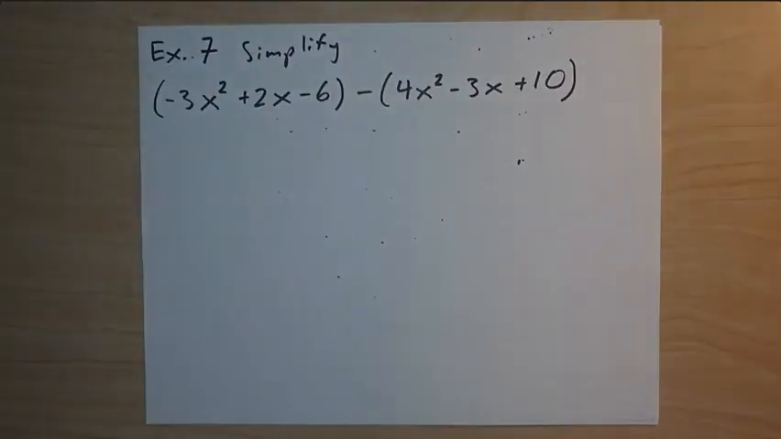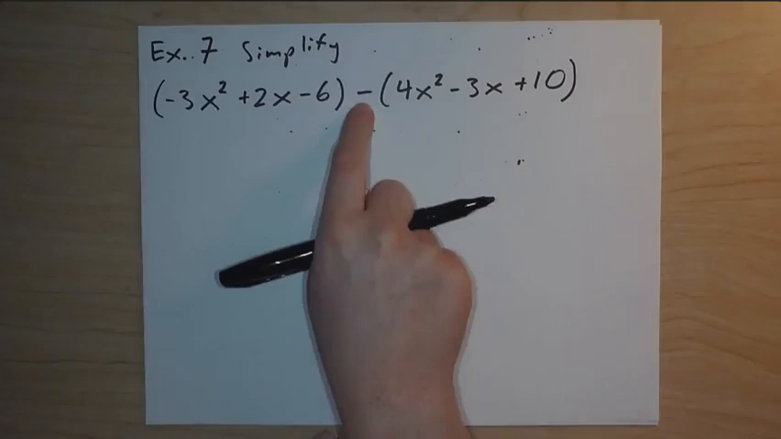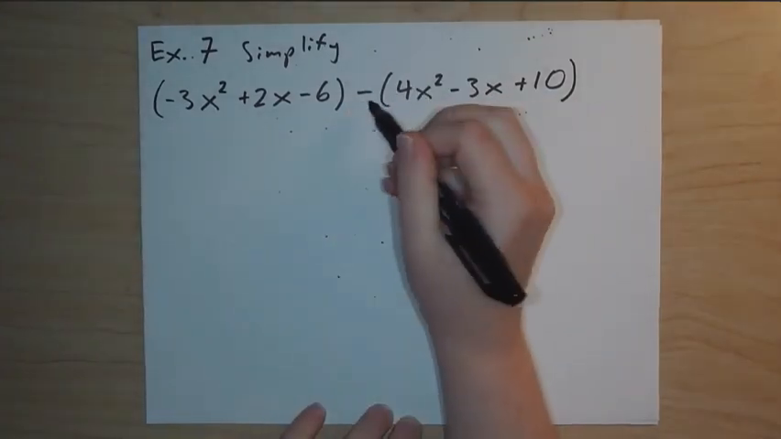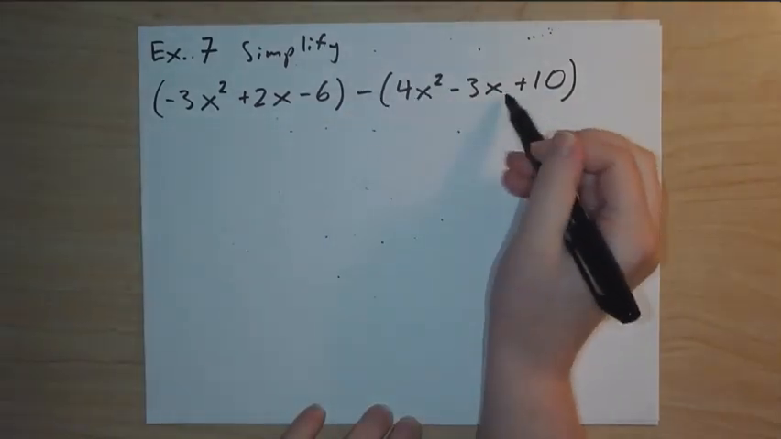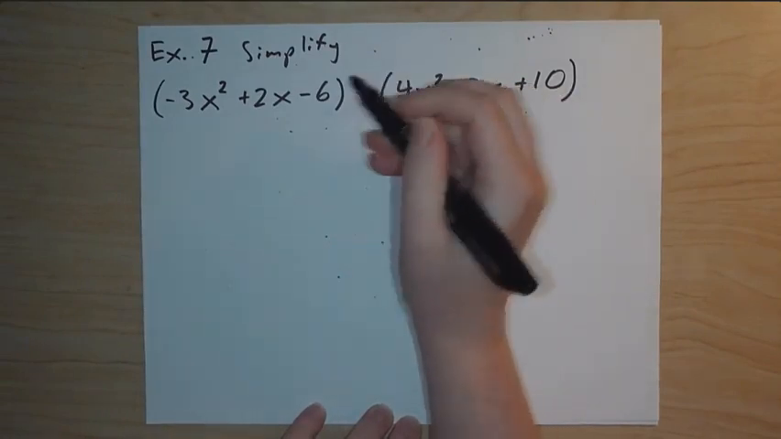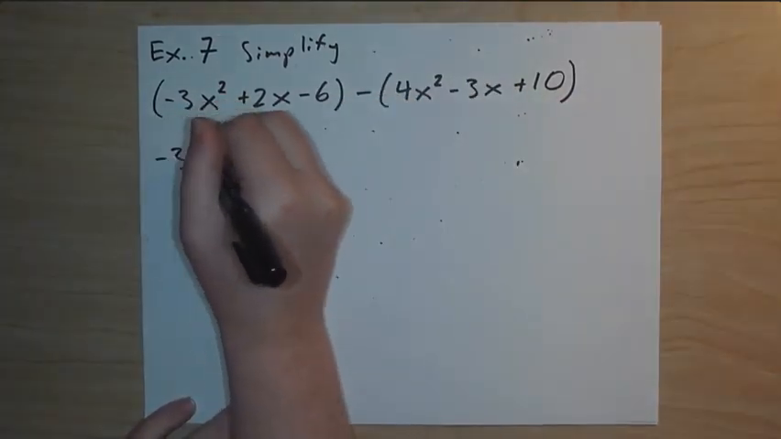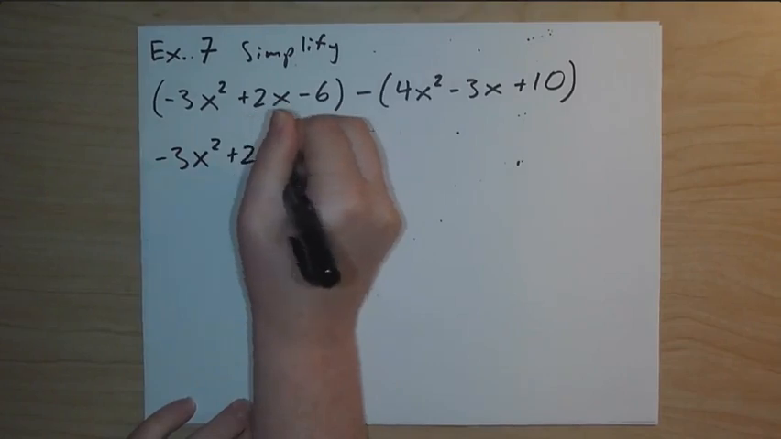This is example 7 of lab 4 for Math 100. We want to simplify the expression. So what we're going to do first, since this is a subtraction sign, we're going to distribute this negative to each of the things inside the parentheses. So we have negative 3x squared plus 2x minus 6.